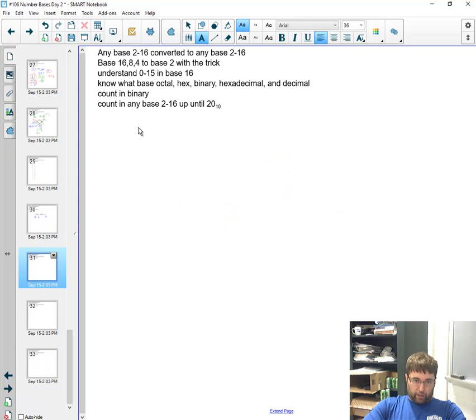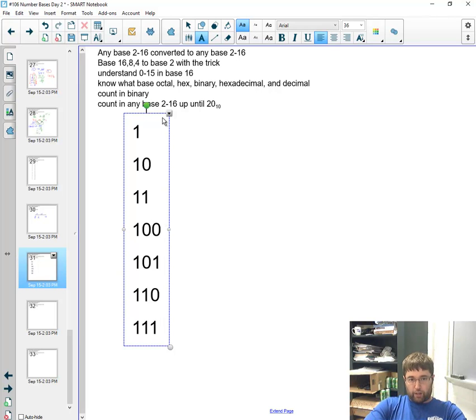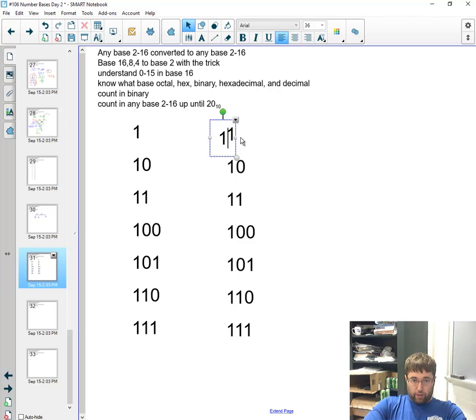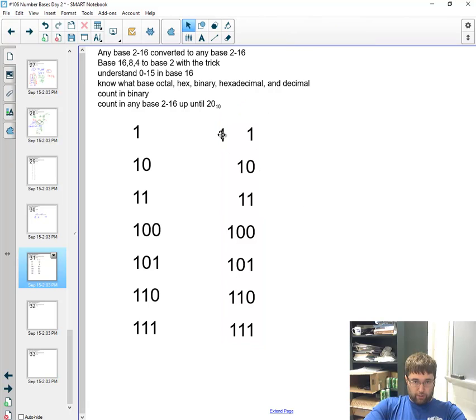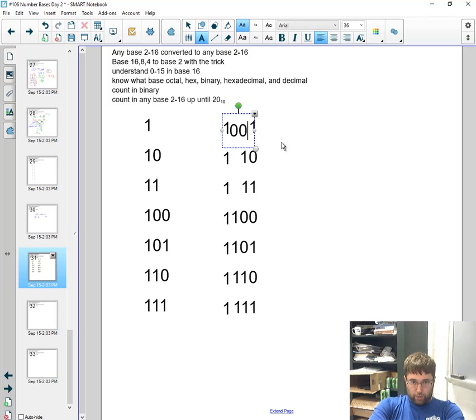Count in binary. So let's get out the trusty 1, 2, 3, 4, 5, 6, 7. Now I'm going to take this right here, and I'm just going to copy it. We know how to count to 7, so that means we can count to 7 with a 1 in front. I'm going to order this left justified, and now we just need to type in 1, 2, 3, 1, 2, 1, 1.